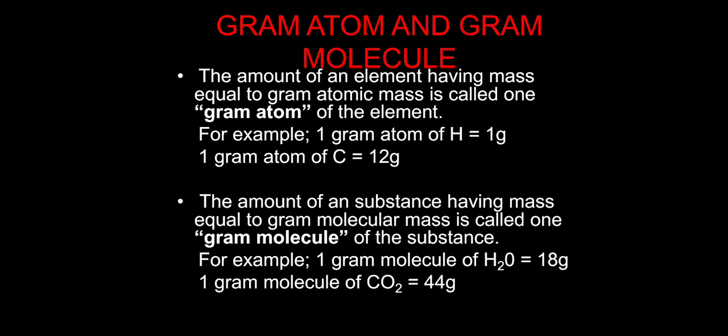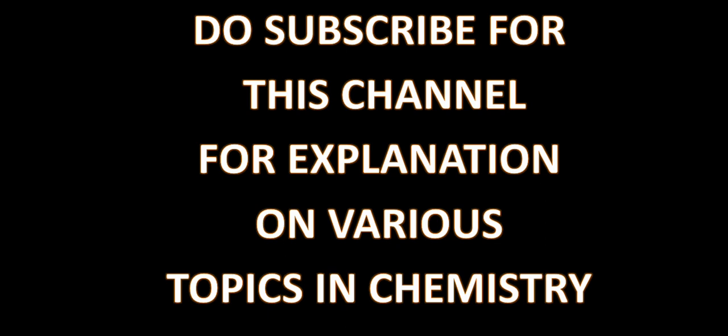So whenever anyone says gram atom of a particular element, it means the gram atomic or molecular mass of that particular atom or molecule. So that is how we can understand the gram atom or gram molecule and overall the atomic mass and molecular mass of an element and a substance.